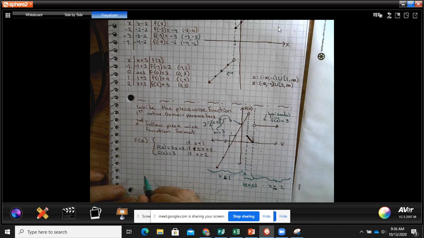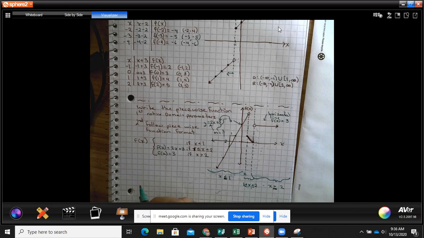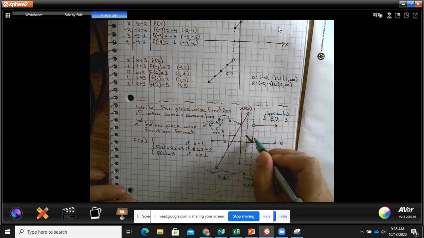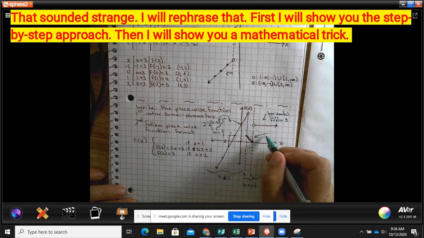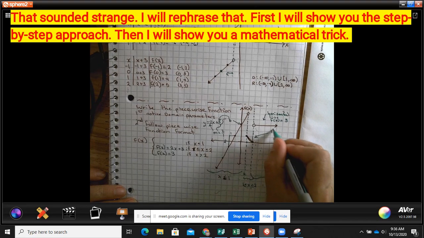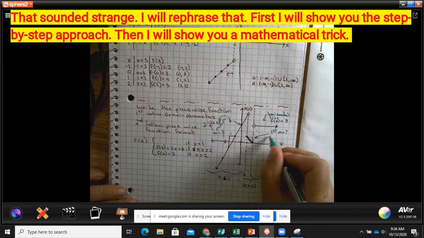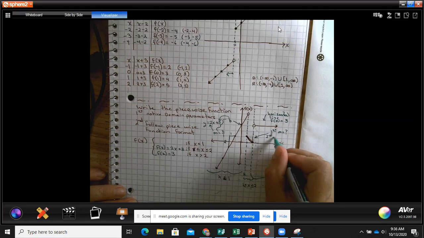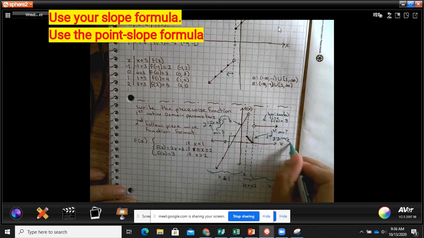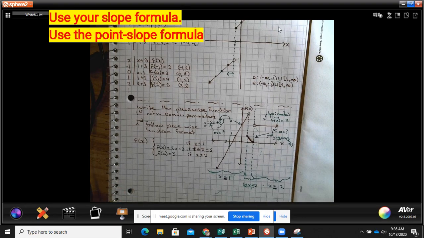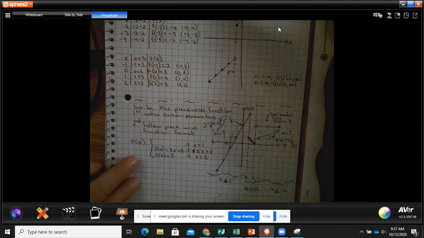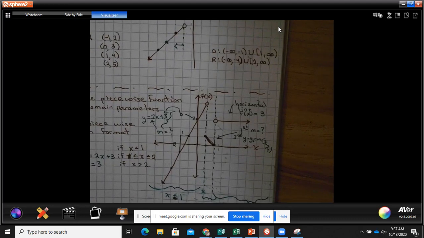Now, probably the more challenging one is this one right here. So I'm going to show you a trick second. If you have 2 points, you can first find the slope, and then second, use your formula y minus y sub 1 equals m times x minus x sub 1. But I'm not going to do all that. Let me zoom in.